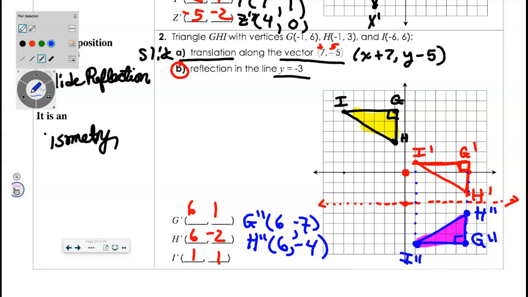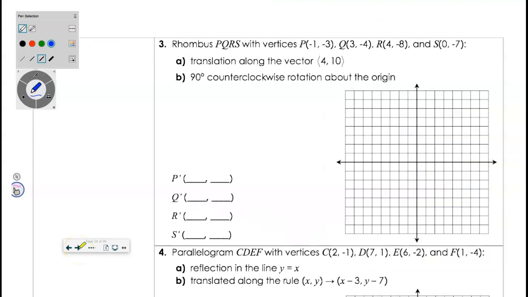All right, how are we doing so far? We good? We're not going to do all of these. Number 3, we are going to do this one because we haven't done a rotation.